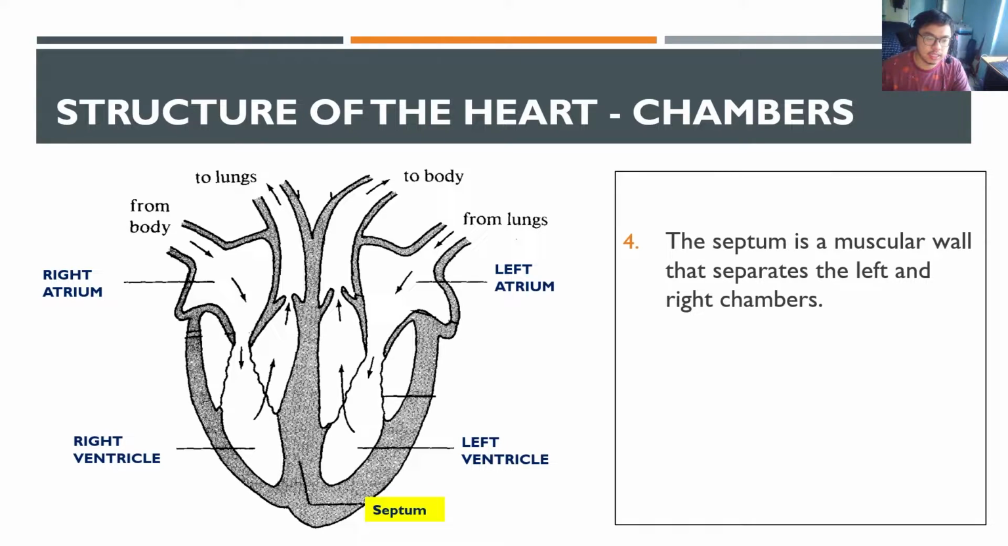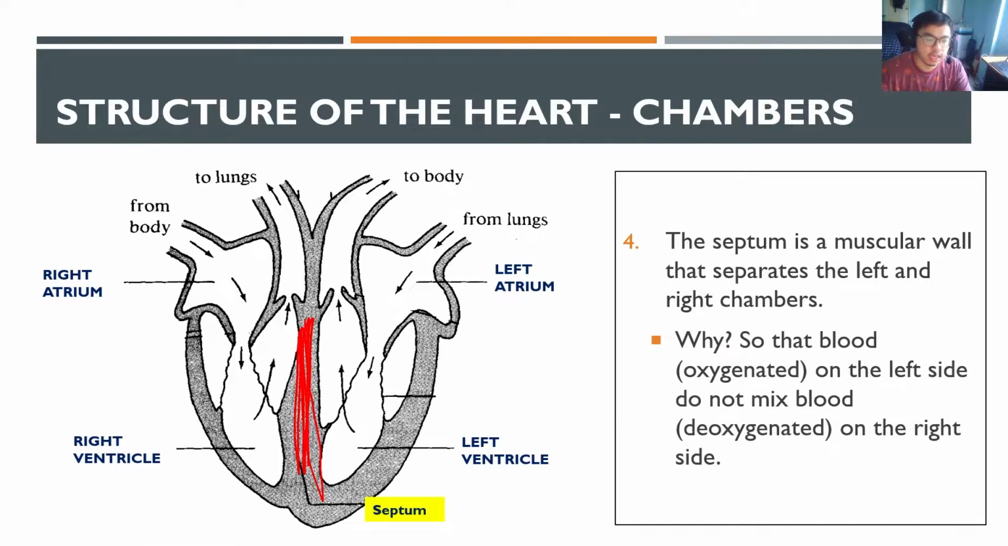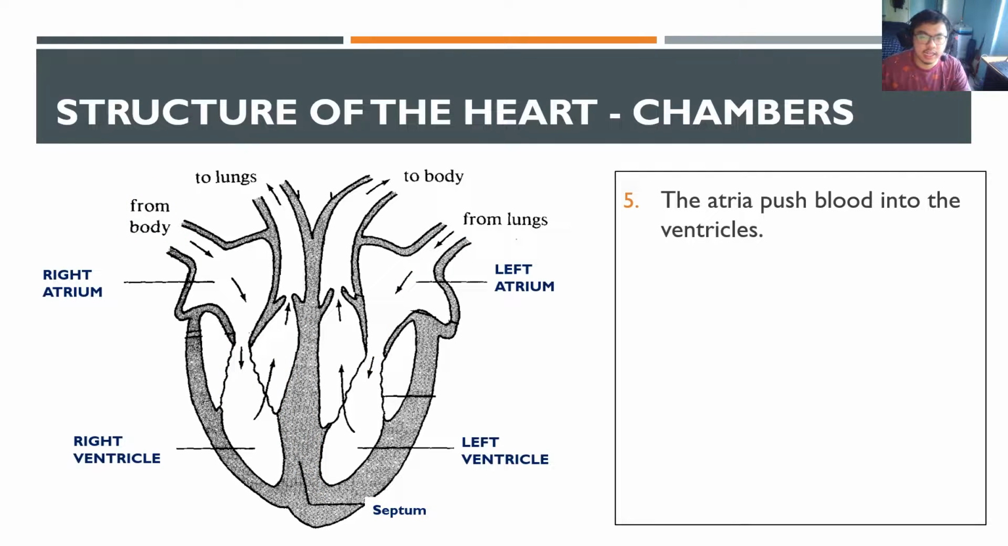The septum is just a muscular wall that separates the left and the right chamber. So the septum is just a boundary. It separates the left from the right. Why is there a septum? So that the blood on the left side does not mix with the blood on the right side. The blood on the left side is oxygenated, because it comes from the lungs. And the blood on the right side is deoxygenated, because this is the blood that is coming from the body.